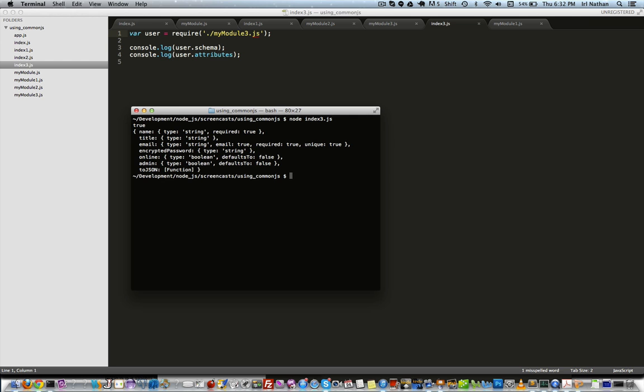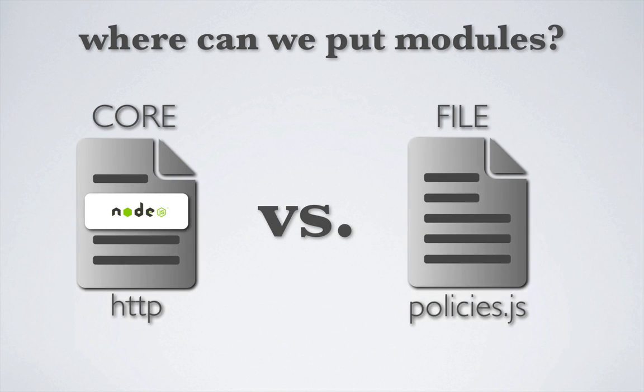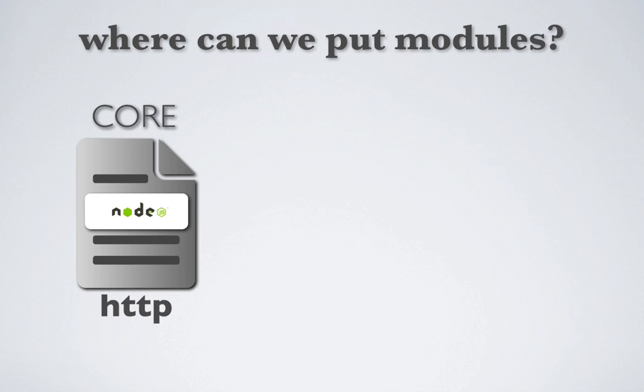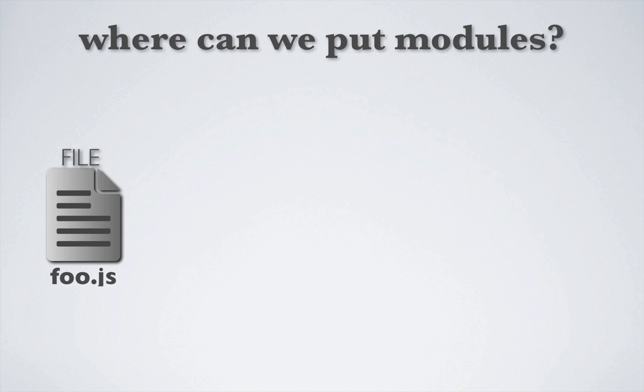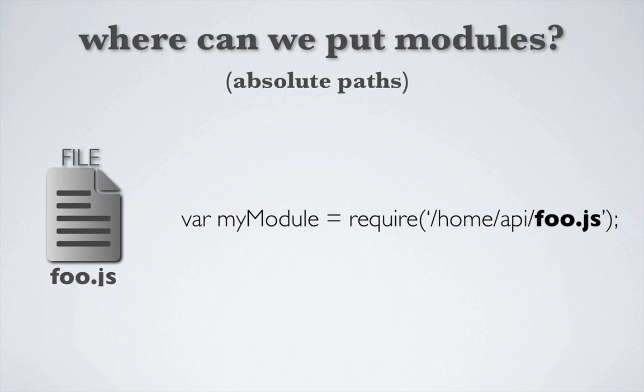Okay, so the last thing I want to cover is a more extensive look at where we can put modules and how to require them in these different locations. As I mentioned at the beginning of the screencast, there's a distinction between Node's core modules and our own custom file modules we've been working with. Core modules like HTTP can be referenced by using just the module name, not surprisingly, HTTP. For file modules, we have a bunch of options. So far, we've been accessing our modules via relative paths, but we could also use an absolute path like this one. You can also require a file module without using the slash or the dot slash or the dot dot slash. However, the module must be placed in a Node modules folder.